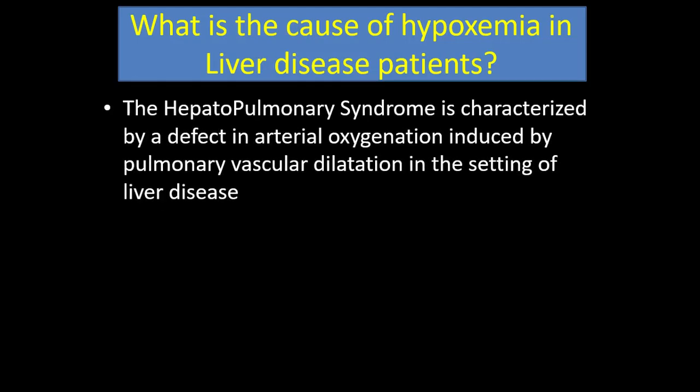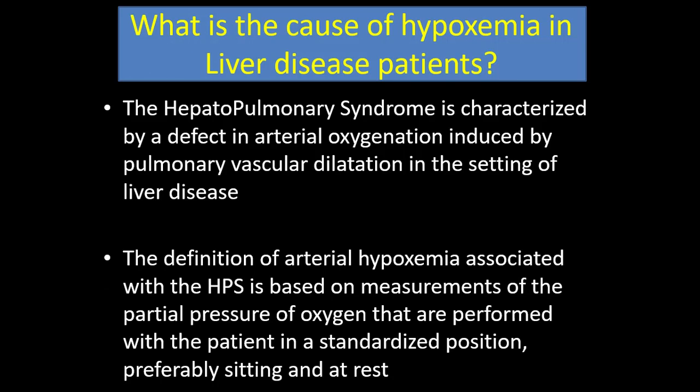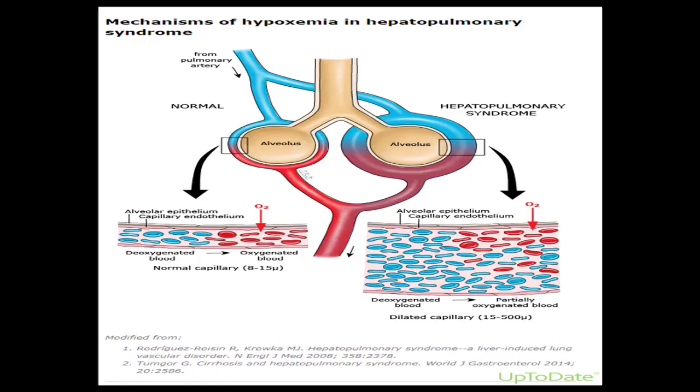So hepatopulmonary syndrome is characterized by a defect in the arterial oxygenation induced by pulmonary vascular dilatation in the setting of liver disease. And the definition of arterial hypoxemia associated with HPS is based on measurement of partial pressure of oxygen that is performed with the patient in a standardized position, preferably sitting and at rest.